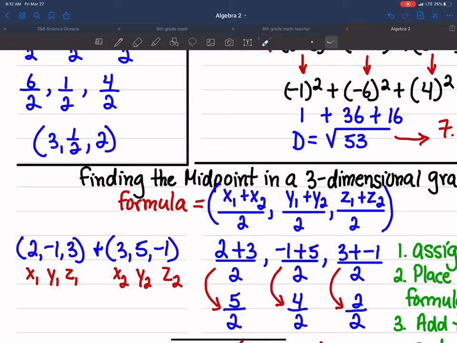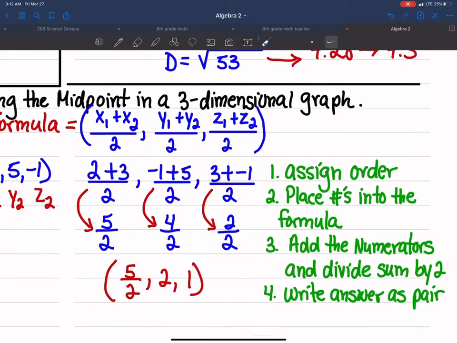Very easy, people. All you are doing is following these rules right here. We're going to assign our order to the numbers. We did that. We're going to place the numbers into the formula. We have done that right there. And now we're going to add the numerators and divide their sum by 2. Okay, so here's the numerators, and then we'll divide them by 2, and voila, we shall be good. So let's start off. 2 plus 3 is 5. -1 plus 5, that's going to give us a +4.